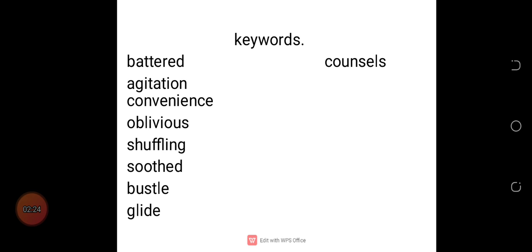So the word battered has to do with something that is worn out, something that is no more pleasant for use. It doesn't look nice. And then we talk about agitation. That's to do with anxiety, the state of being worried over something. When you are anxious, the person is worried over something. Then we have convenience, something suitable, something good. It is convenient, means yes, it is okay.